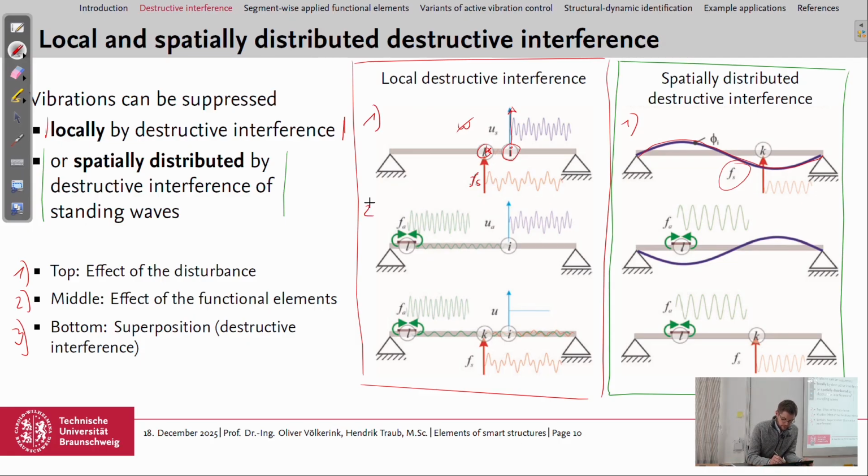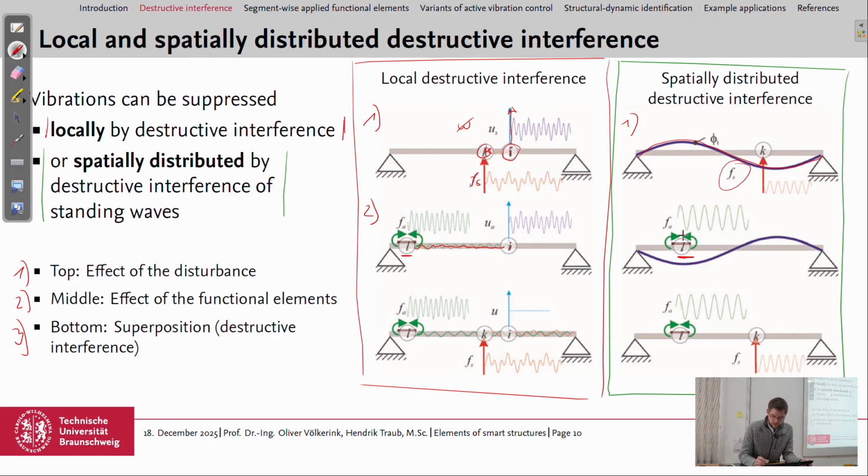Then in the second row, we have the effect of functional elements. So we placed surface actuators here at point L, which we would also use to induce a vibration in the structure by a control signal. And then the bending wave would also travel to the point I and would influence this point.